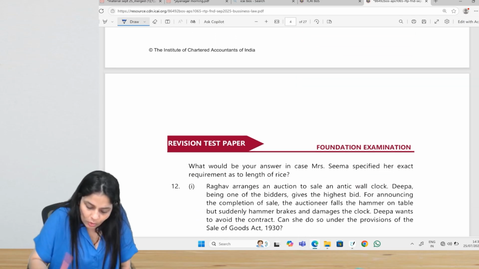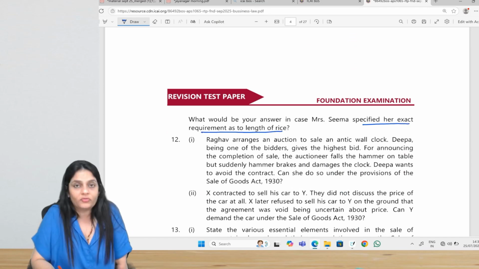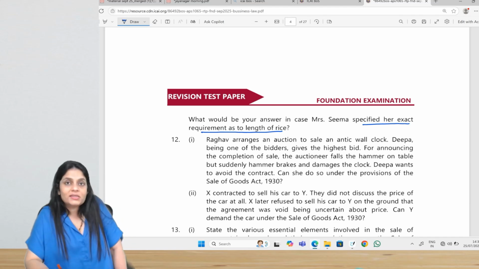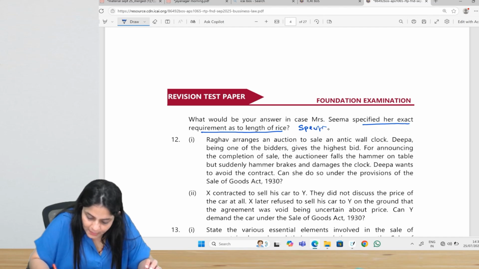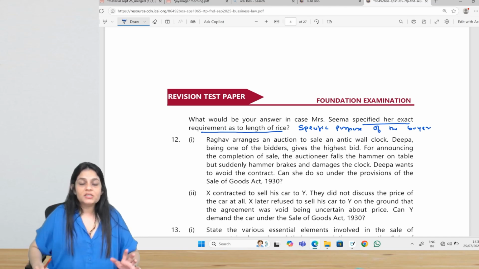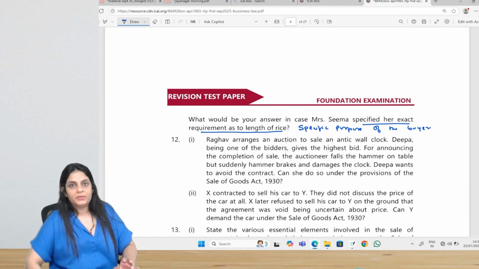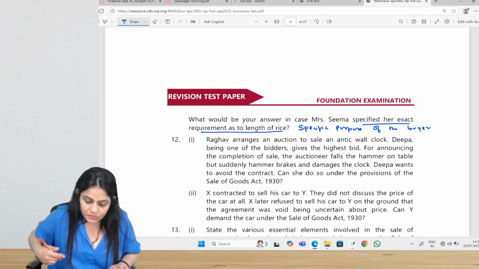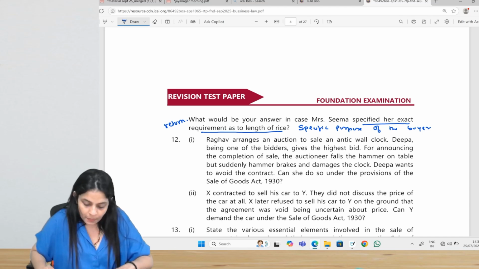No. What would be your answer in case she specified her exact requirement as to the length of the rice? Now, when she specifies her exact requirement as to the length of the rice, it would be a specific purpose of the buyer. And if it is a specific purpose of the buyer, then obviously you have already specified the reason of the purchase, and it is the seller's duty to supply you the goods which suit your purpose. And if he does not, can you return the goods back? Yes. So in this case, she can return the goods back.